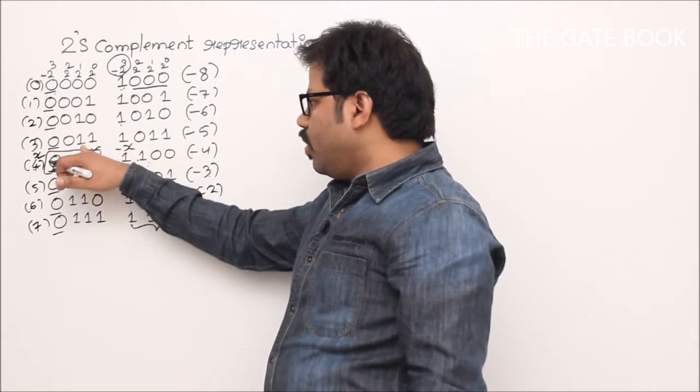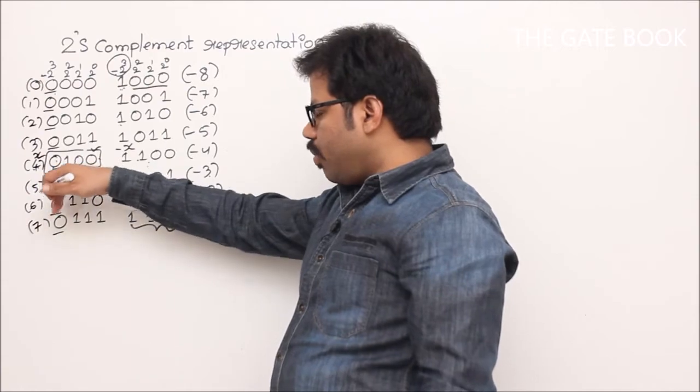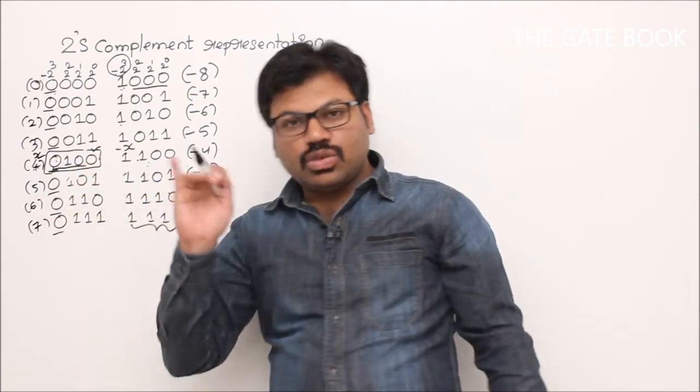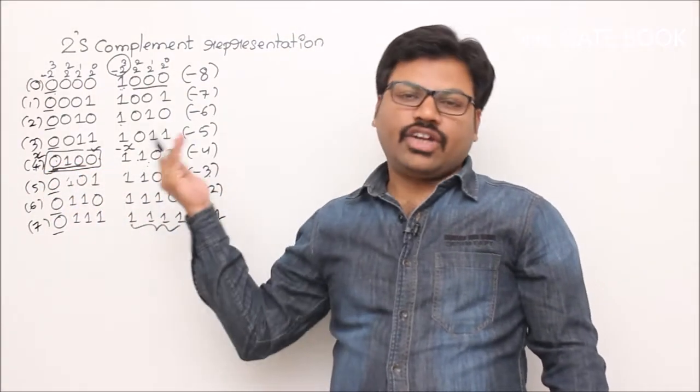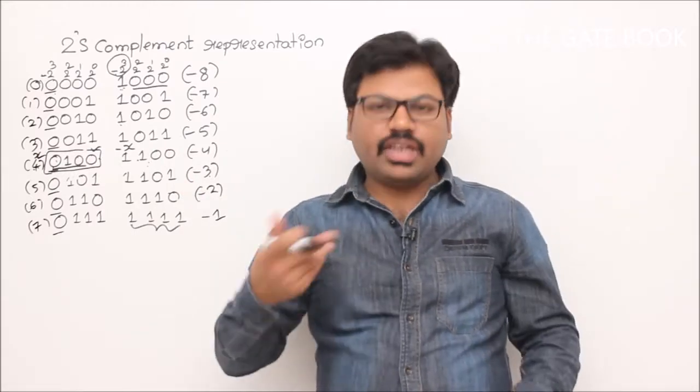For every positive number there is a corresponding negative number, and whatever pattern you have for some positive number, its 2's complement is representing the negative number of that corresponding number, right? So that is one important point. That's why I am repeating it so many times.